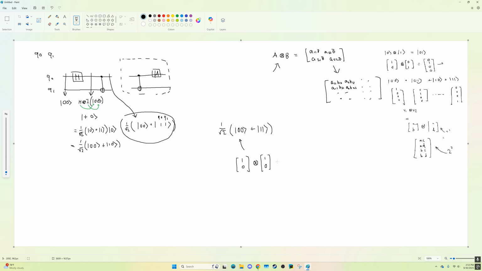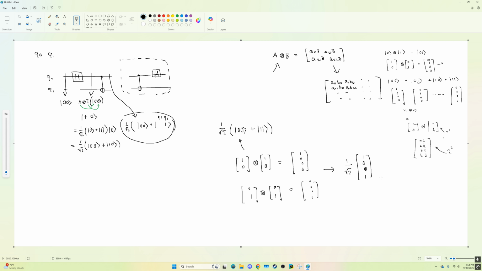Qubit 0, ket 0. So here we will get 1, 0, 0, 0. And if we did the same thing for 1, 1, we get 0, 1 tensor 0, 1, and we get 0, 0, 0, 1. And if we add the two together, because you can just use vector algebra here, we have 1 over square root of 2 times 1, 0, 0, 1.